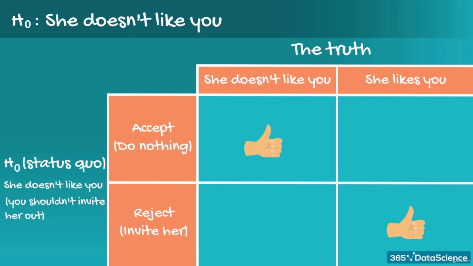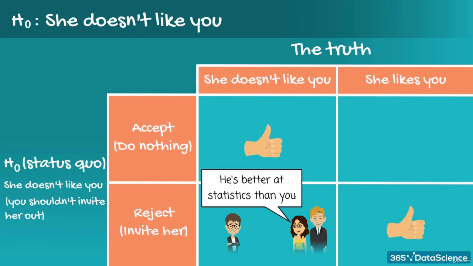However, there are 2 errors you can make. First, if she doesn't like you back and you invite her out, you are making the type 1 error. You got a false positive. What you do is go and invite her out. She tells you she has a boyfriend that is much older, smarter, and better at statistics than you, and turns her back.